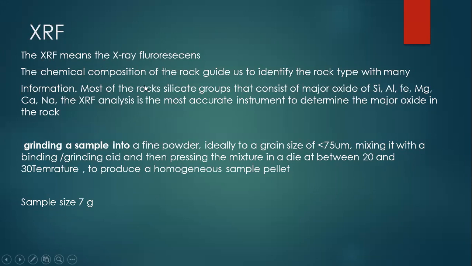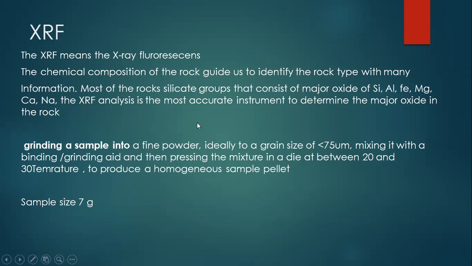The chemical composition of the rocks guides us to identify the rock types with much information, because it gives us quantitative data about the major oxides we have here. Most of the rocks belong to the silicates group, because we have many groups, but the major group is the silicates. So most rocks are silicate groups that contain the major oxide of silicon and other oxides. The X-ray analysis is the most accurate instrument to determine the major oxides in the rock.